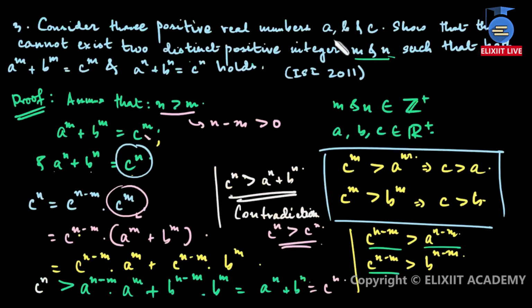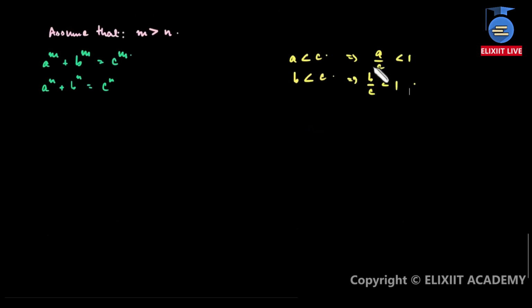If you just read the question over here, 3 positive real numbers a, b and c. So these are all positive real numbers, strictly greater than 0. Even m and n are positive integers, those are greater than 0. So in this case, a by c is a proper fraction lying between 0 and 1. It is less than 1, which means it's a proper fraction, right?